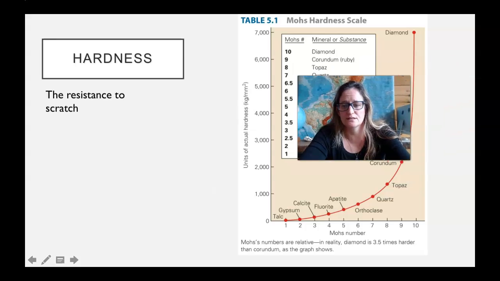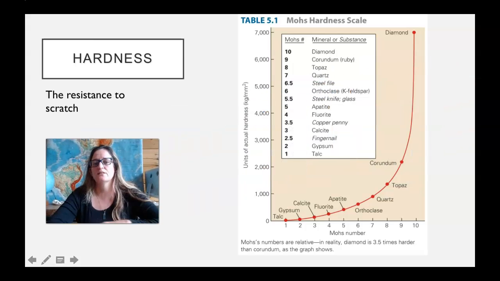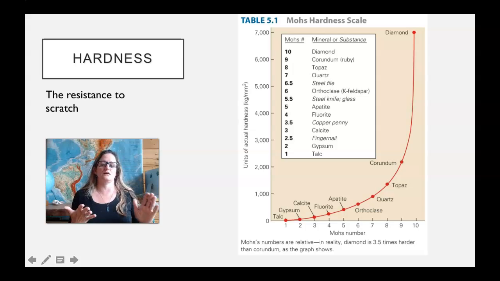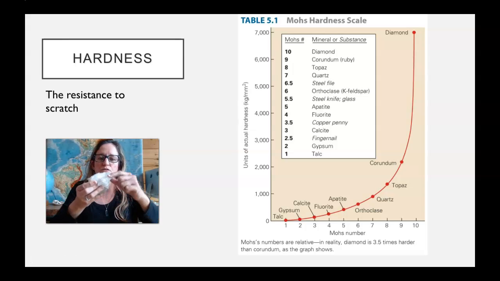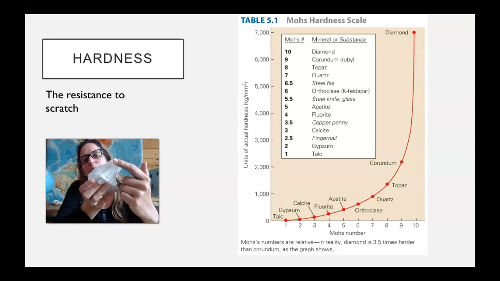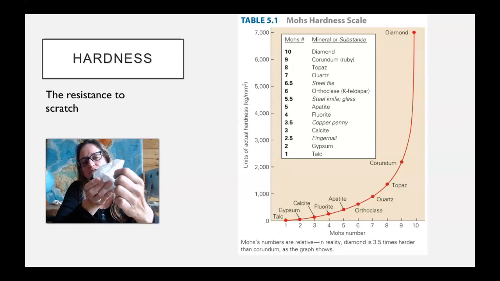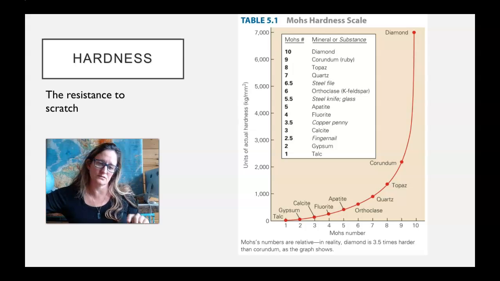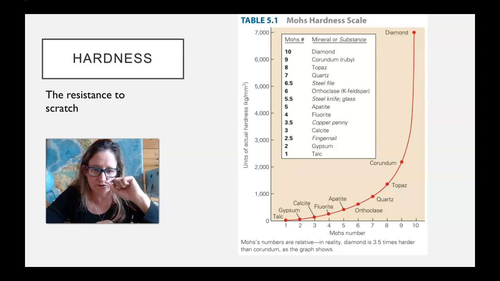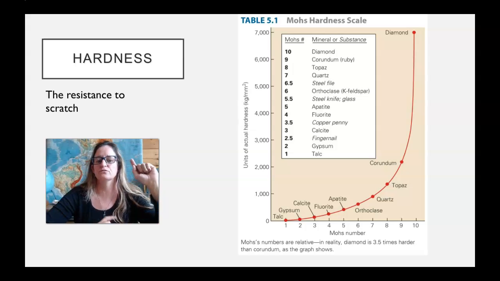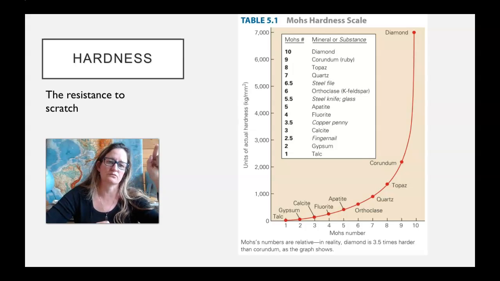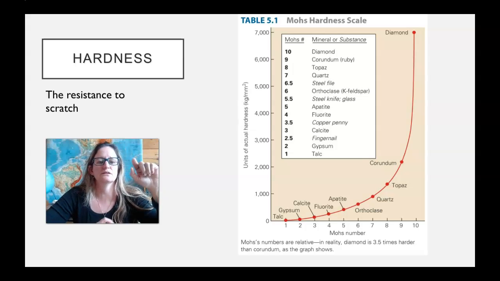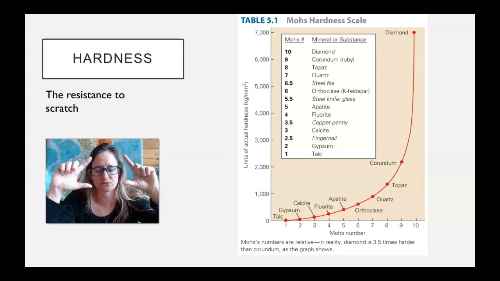Hardness. Hardness is the resistance to scratch. The resistance to scratching is all based on the surface of that crystal and how strong the bond is. When you scratch a crystal, it's breaking the bonds between the atoms in the lattice. So here's the table. It's called the Mohs hardness scale. Number 1 is talc. It's the softest mineral. You can scratch it with your fingernail. Then gypsum, calcite, fluorite, apatite, orthoclase, quartz, topaz, corundum, diamond. Corundum, in parentheses there, it says ruby. So corundum is rubies and sapphires.